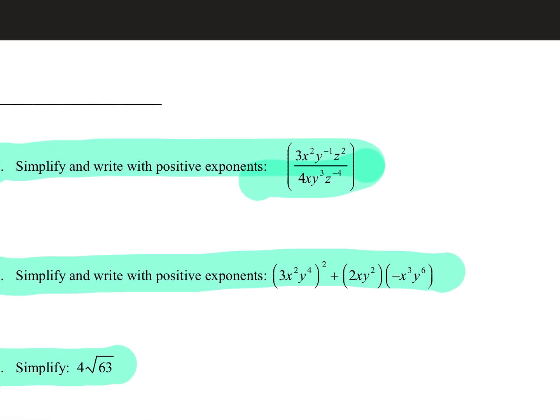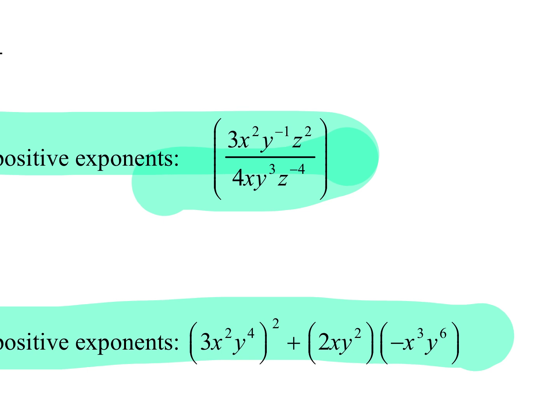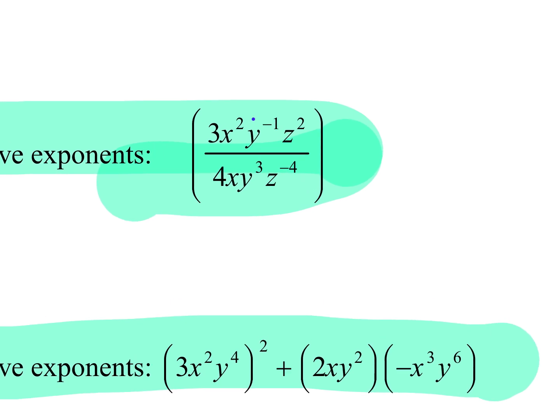Simplify and write with positive exponents. What do I think is the best way to attack this problem? Get rid of the negatives. I'm going to circle this one, and I know this needs to go down. I'm going to circle this, and this needs to go where? Up. So I'm just going to simply rewrite.